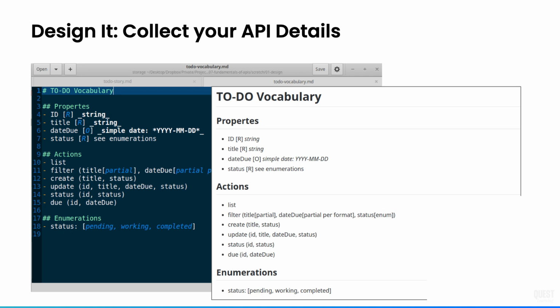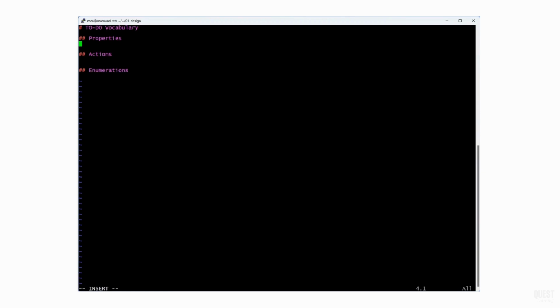vocabulary document. Okay, now we need to work on our vocabulary document. Properties, actions, and enumerations. These are the details that we need to know about when we're going to create our API. Now, I start with the properties because that's pretty easy to deal with. People think in properties quite often. It's the data points. It's the elements of the to-do records and their types and their status.